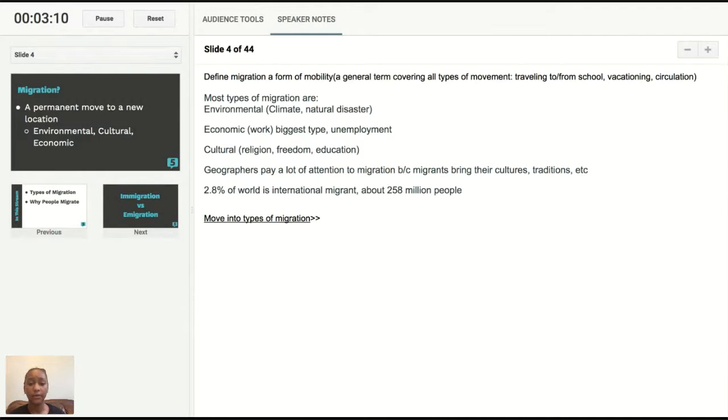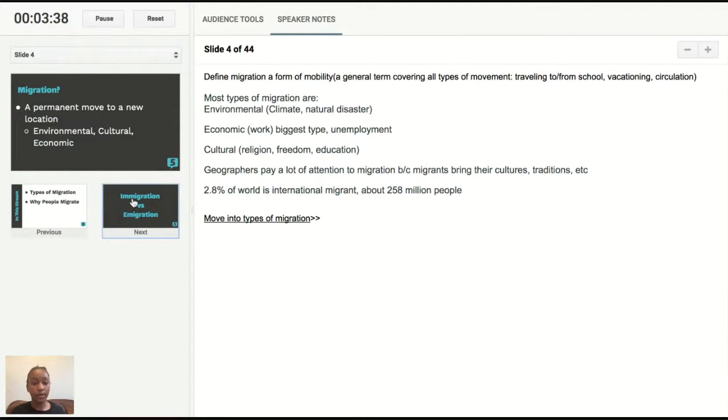Currently, about 2.8% of the world are international migrants. And that may not sound like a lot, but that's about 258 million people. So it's a ton of people who have migrated across countries. So yeah, it's a really big deal on just a global scale, because all these people are moving countries and bringing their culture and their values with them.